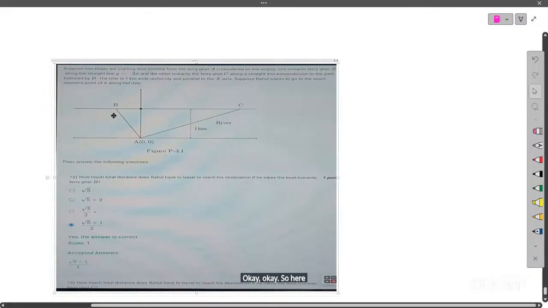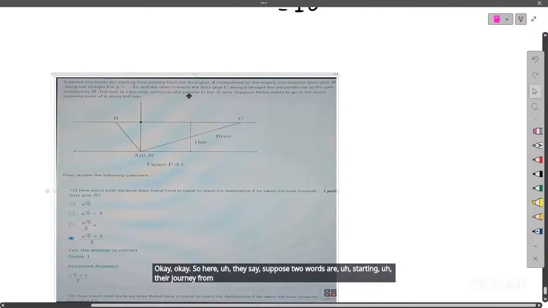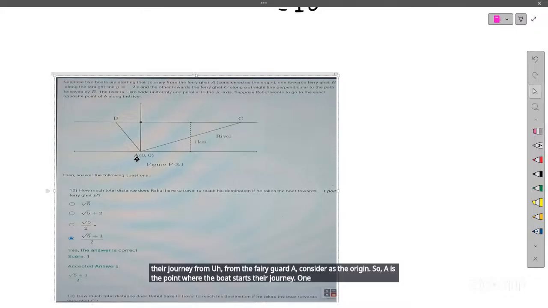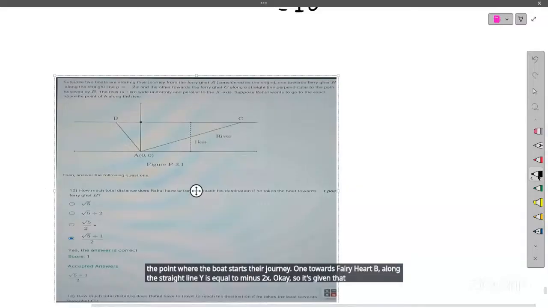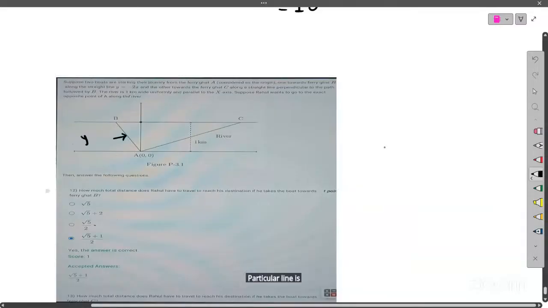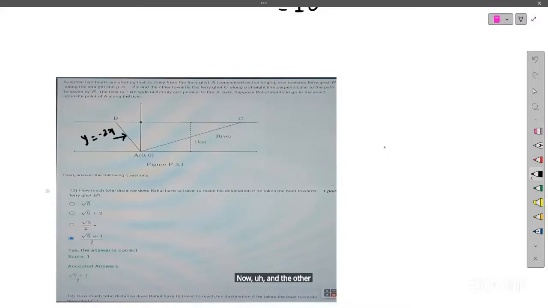So here they say, suppose two boats are starting their journey from the ferry ghat A, considered as the origin. So A is the point where the boats start their journey. One goes towards ferry ghat B along the straight line y equals minus 2x. So it's given that the equation of this particular line is y equals minus 2x. And the other goes towards the ferry ghat C along a straight line perpendicular to the path followed by B.